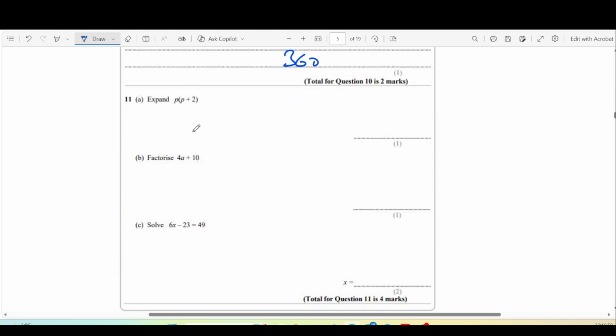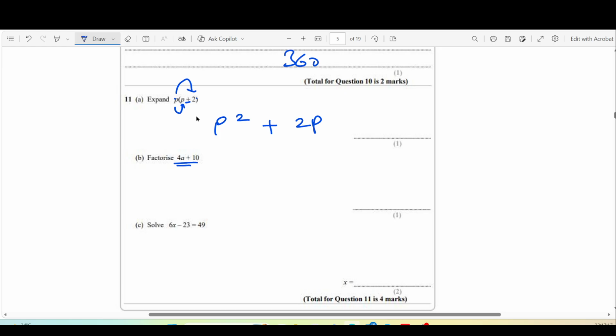Next is this. We have to expand p times p plus 2. So we have to use the distributive property. Just times this with this. P times p is p squared. Then we have plus here, so put it. P times 2 is just 2p. And that's your answer.